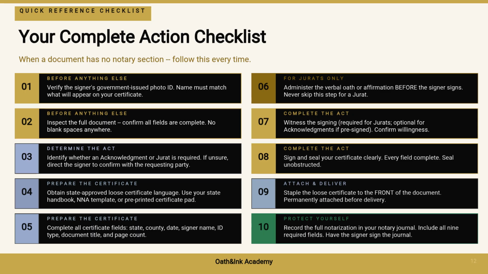Steps 7 and 8. Complete the act. Sign and seal your certificate. Step 9. Staple it to the front of the document before it goes anywhere. And Step 10. Open your journal. Record every required field and have the signer sign it before they leave.